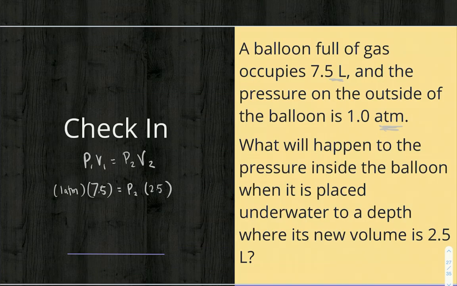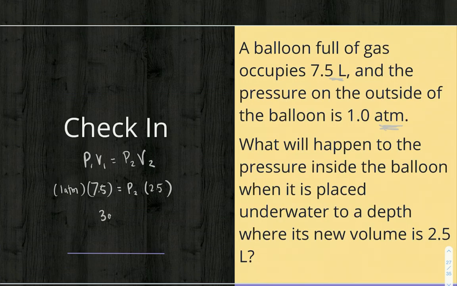And before even solving for it, if you go underwater, you might know that there's more pressure there. The pressure should go up because the volume went down. It's like the balloon got squeezed to a smaller volume while keeping all of the molecules that were inside of it. So it would probably have a higher pressure. When I do the math here, I should get 3 atmospheres equals P2. So the pressure should increase, and it increases to a pressure of 3 atmospheres. That might be enough pressure to pop the balloon, but you don't know whether or not it pops in this problem.